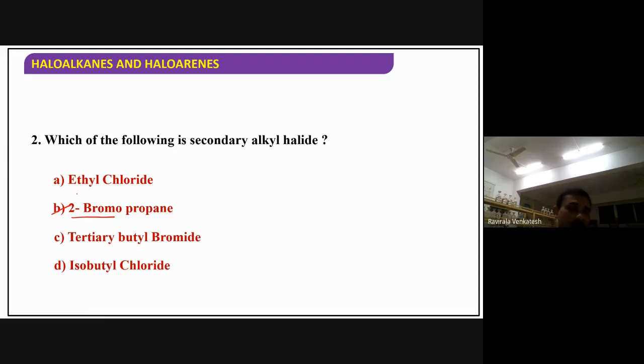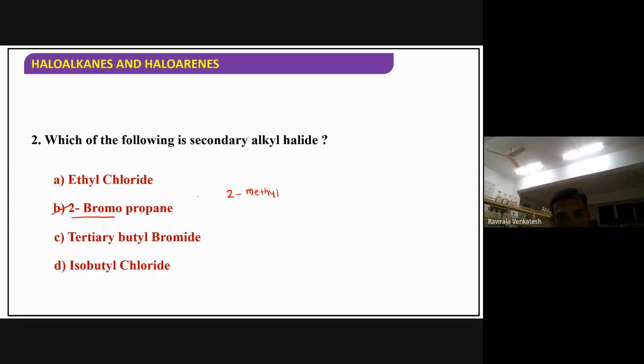For example, if we get 2-bromo-2-methyl, it is not a single substituent. On the second carbon, there are two substituents. In that case, it is called tertiary, so directly also we can give. Otherwise, to elaborate, I will give one more thing. Ethyl chloride: how to make ethyl chloride? First of all, you write the ethyl group, CH3CH2, and chlorine.